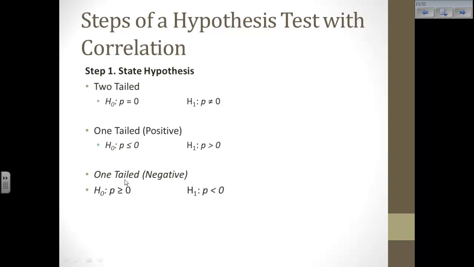Then you can have a one-tailed test that's negative. So you're expecting a negative relationship or negative correlation, or people who have higher values on X tend to have lower values on Y, and people who have lower values on X tend to have higher values on Y. So under the alternative, we're expecting that the population correlation implied by the sample is negative, less than 0. Here, if it's not negative or less than 0, it's positive, greater than 0, or it's equal to 0, no relationship at all.